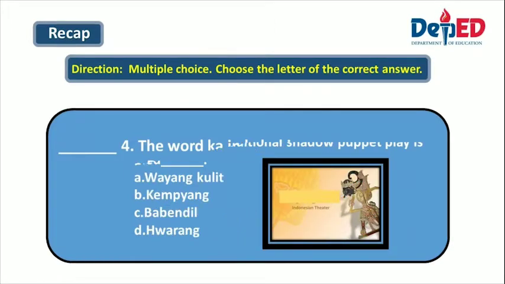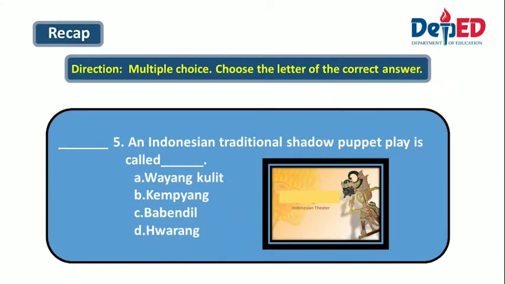Music. Number 5. An Indonesian traditional shadow puppet play is called A. Wayang Kulit, B. Kempiang, C. Babandil, D. Warang. If your answer is letter A, Wayang Kulit, again, you are correct.